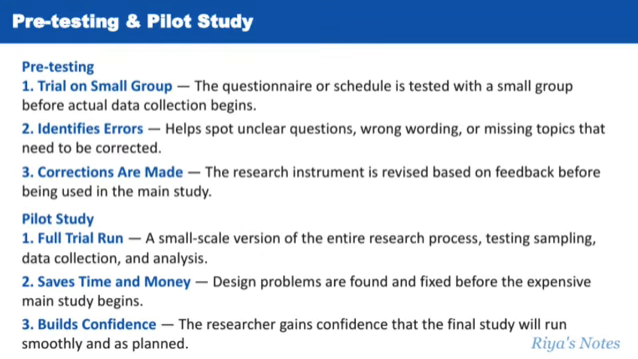Pre-testing and pilot study. Pre-testing. 1. Trial on small group. The questionnaire or schedule is tested with a small group before actual data collection begins. 2. Identifies errors, helps spot unclear questions, wrong wording, or missing topics that need to be corrected. 3. Corrections are made. The research instrument is revised based on feedback before being used in the main study.